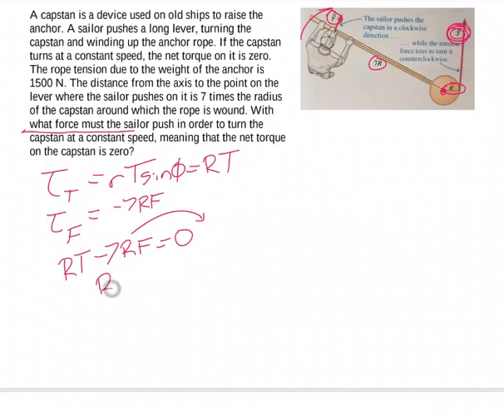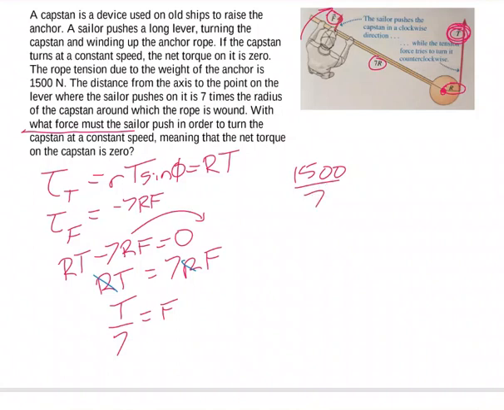So RT equals 7RF. You can divide by R. I can divide out the R completely. And then divide by 7. So I have T over 7 equals F. So 1500 over 7. Yep, 1500 over 7.